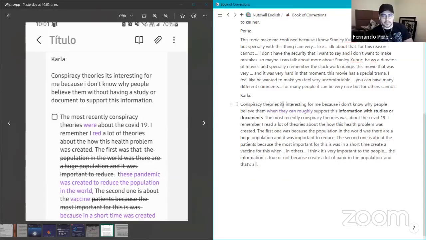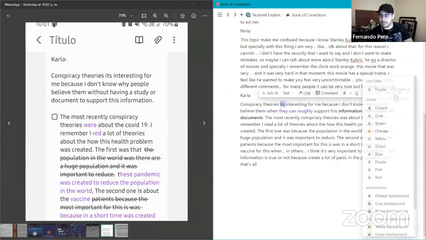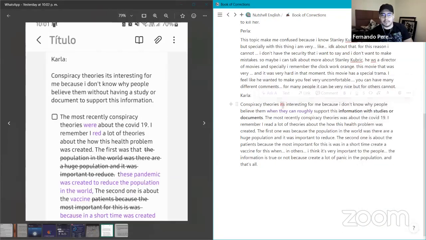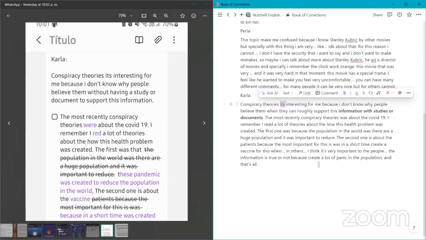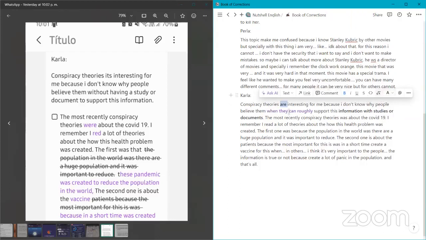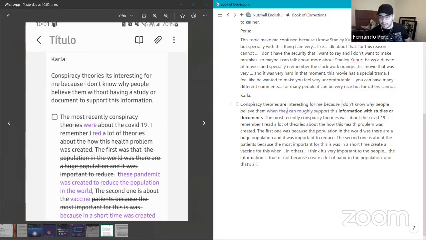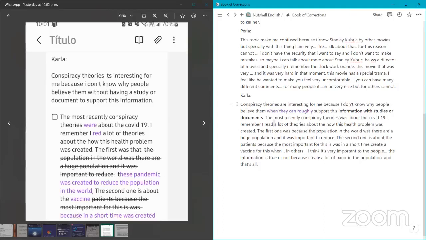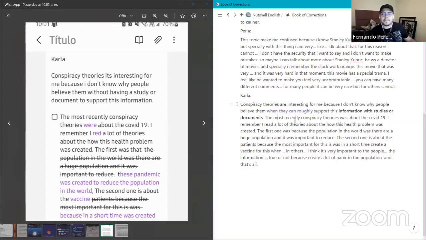Conspiracy theories, it's interesting. There is a massive mistake here. This is actually a massive mistake. You should change this to are, because it's plural. Exactly. And the word it is not necessary. Interesting for me because I don't know why people believe, etc. Good. The most recent conspiracy theories was about the most recently conspiracy theories.